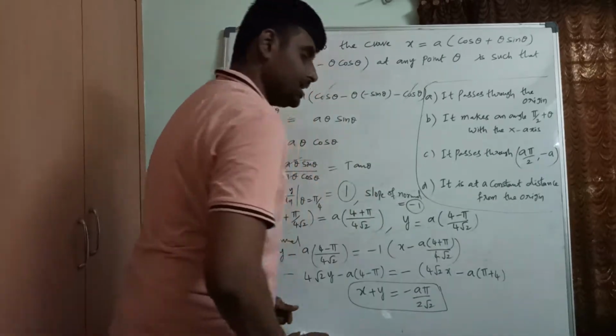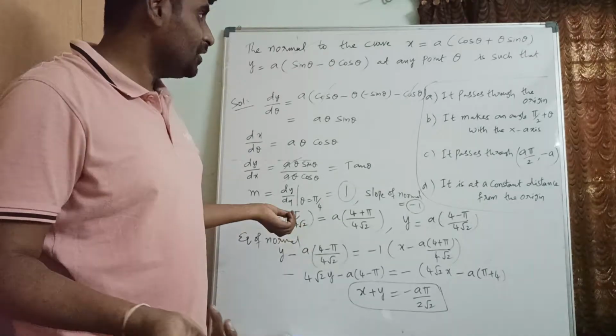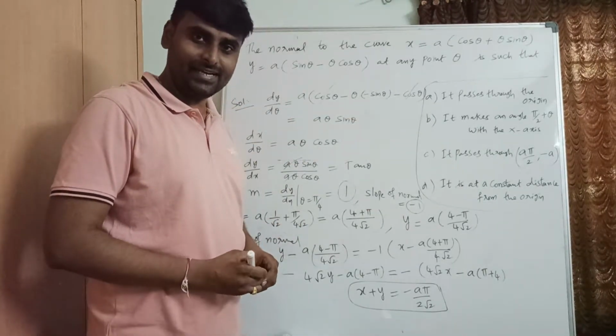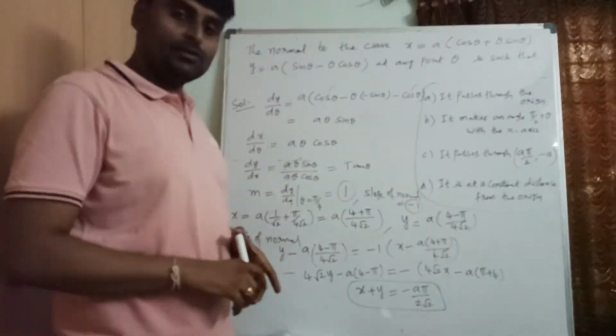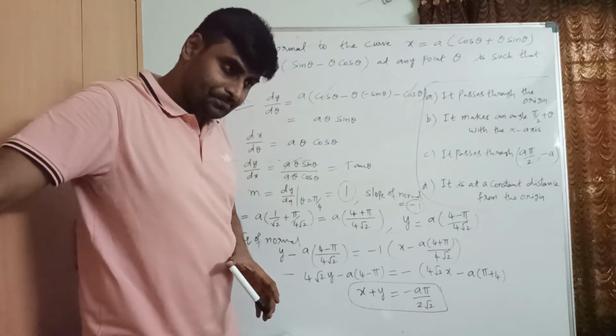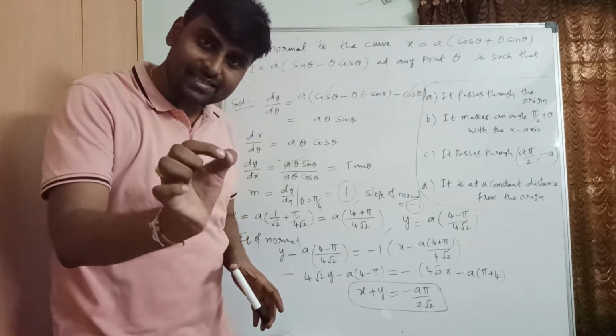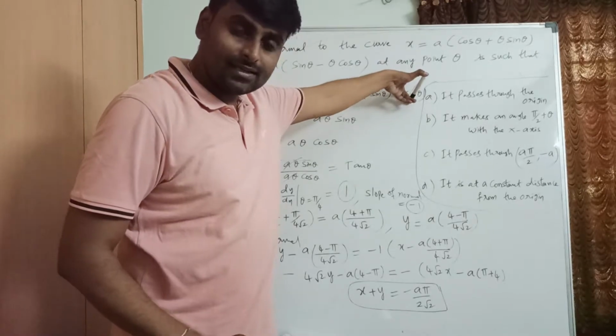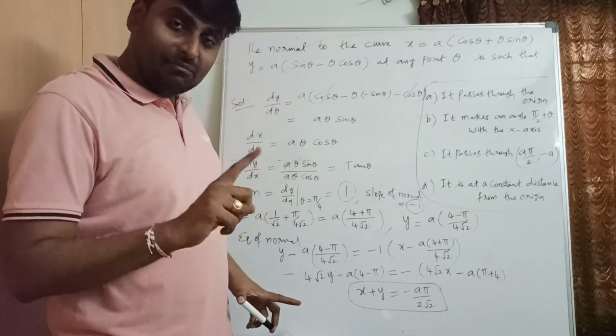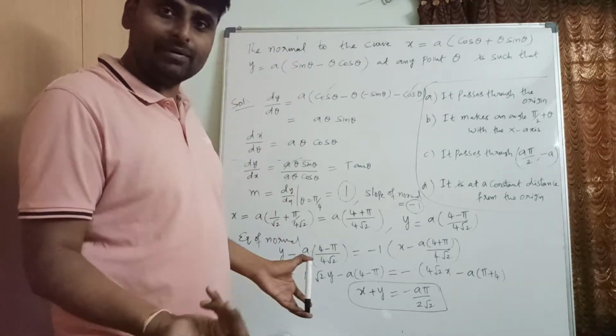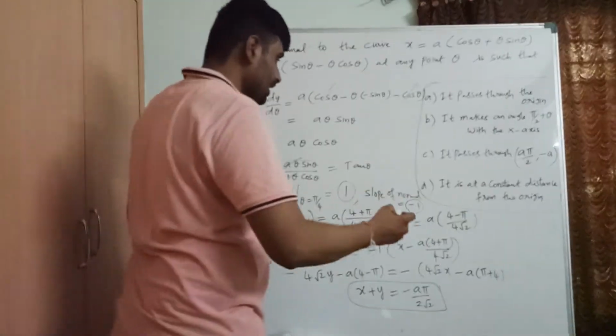So this is the equation of normal. That's it. Just verify the option. First thing, now you tell me, whenever tangent makes an angle theta, then what about the angle made by normal? Pi by 2 plus theta. Correct? That we have discussed already.